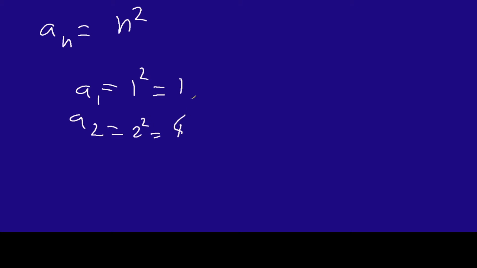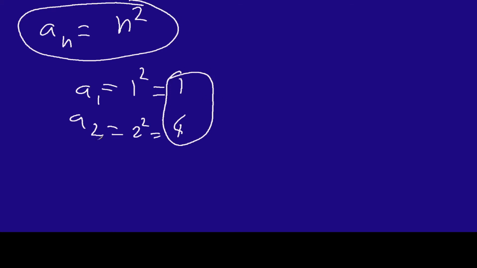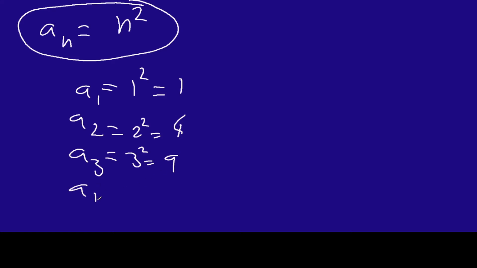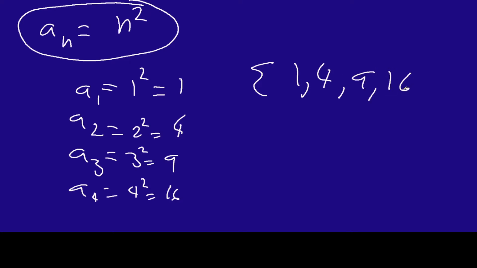But now we're going to be working in the opposite direction. So instead of starting with the actual formula, instead we're going to be starting with these terms. So let me just continue to work this out and show you what's going on here. So a sub 3 is going to be the same as 3 squared equals 9. A sub 4 the same as 4 squared equals 16. And so in other words, I will be left with the sequence like this: 1, 4, 9, and 16.